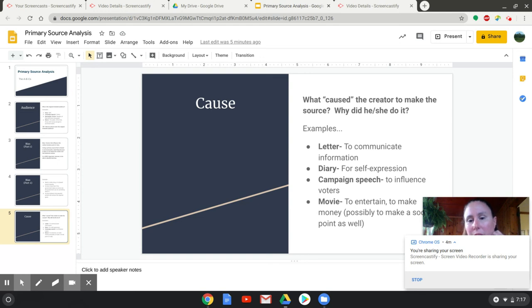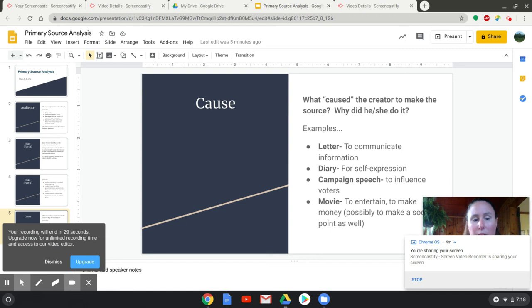What caused this to be created? Why did the creator make it? Is it just to inform? Is it to change an opinion? What is it? So, for example, a letter will be simply to communicate. A diary might be for self expression. A campaign speech, as we said, is going to be to influence people. And then a movie might be to entertain or to make money. So, that's going to influence all of the others, both the audience and the bias. So, the C is cause. So, I look forward to seeing your take on the ABCs for our sources this semester.